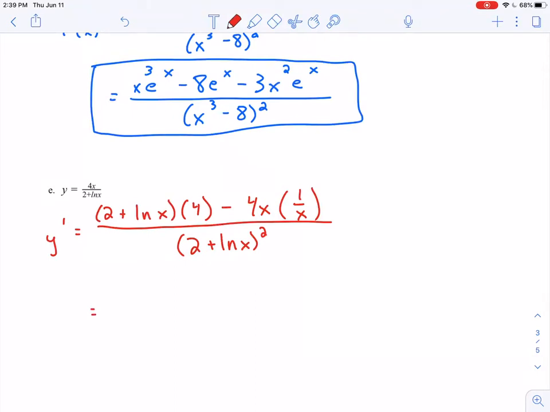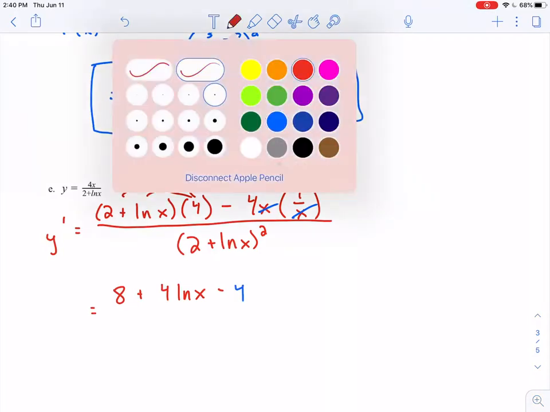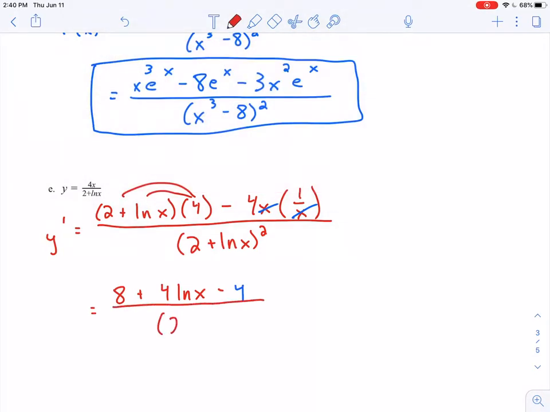So I can simplify the numerator just a little bit here. Let's go ahead and do that. We'll distribute the 4 here. So 4 times 2, I've got 8, plus 4 natural log of x, minus over here, when I multiply 4x and 1 over x, my x's should cancel, and I'm left with just minus 4. Denominator going to stay exactly the same, 2 plus natural log of x, quantity squared. Combine our like terms, we've got 8 minus 4, I've got 4 plus 4 natural log of x, divided by 2 plus natural log of x, quantity squared.